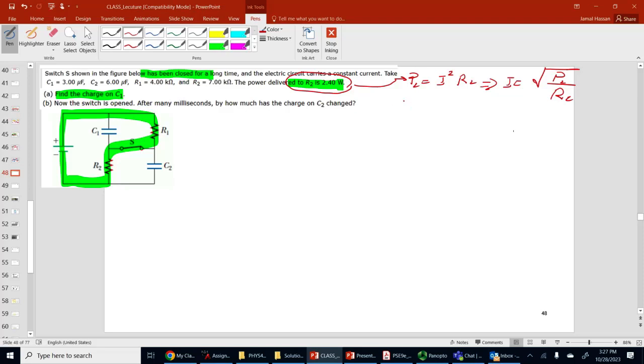Okay, I'm not going to put numbers here. Right away, I'll use my calculator to calculate this. So P2 is 2.4, R2 is 7 kilo.